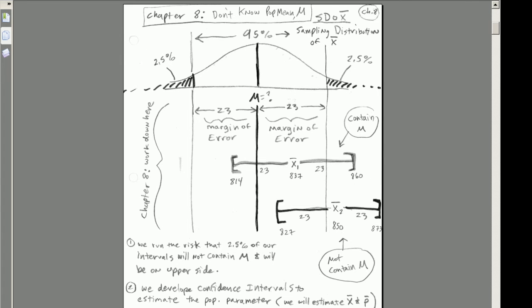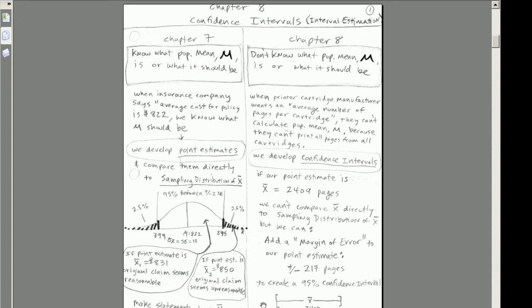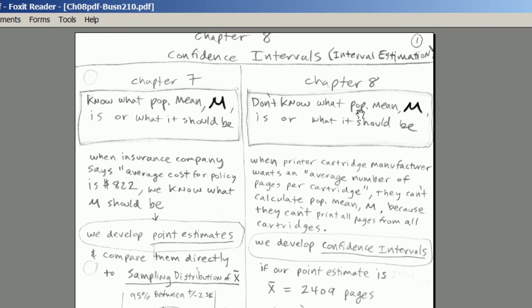All right, let's go to our next page here. So in Chapter 8, we don't know what the population mean mu is. Now let's look at another example, a printer cartridge manufacturer example, that will help us think of situations when we really can never calculate mu, and thus we have to learn how to create confidence intervals.